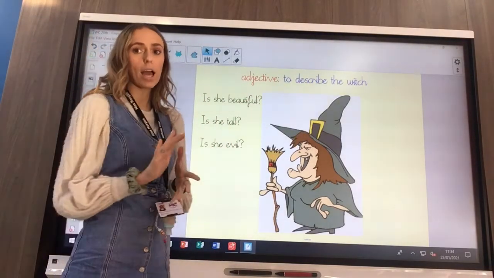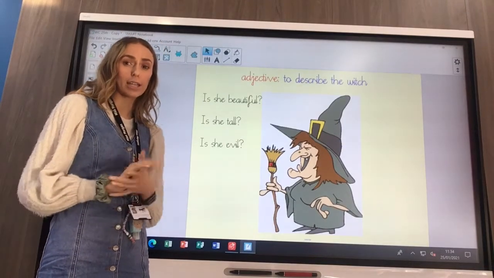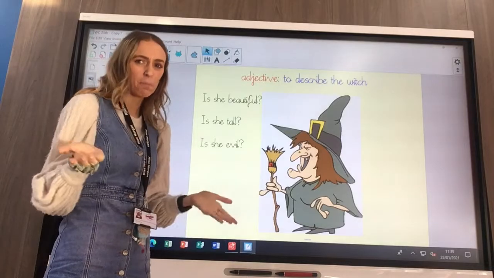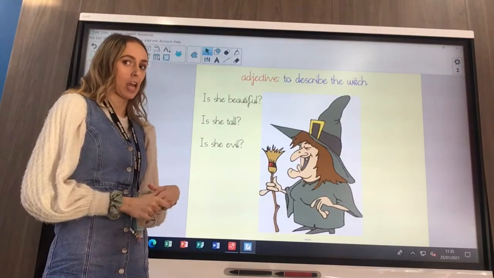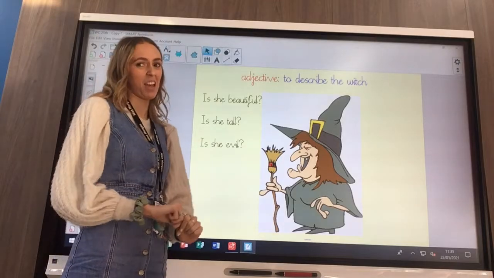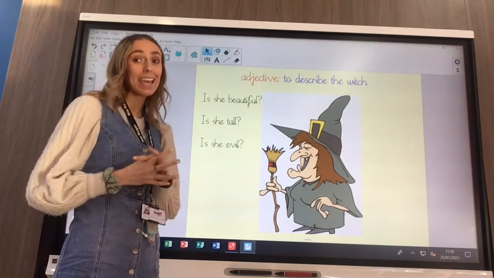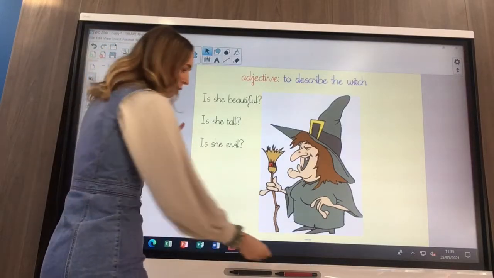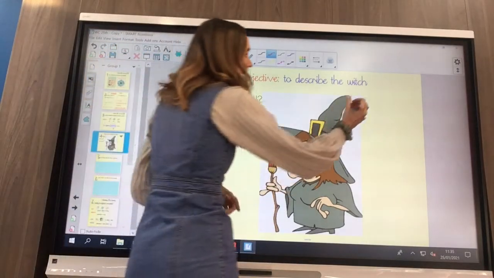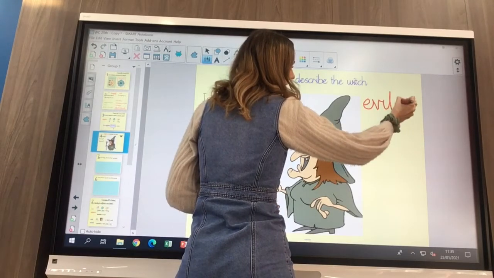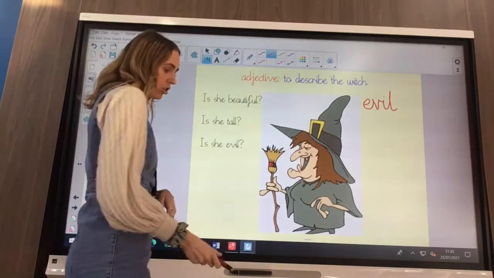Okay, I've put some questions to help you to use some adjectives to describe the witch here. I've put, is she beautiful? Is she tall? No. Is she evil? Yes, I think she's evil. So I might write evil. That is an adjective to describe my witch.